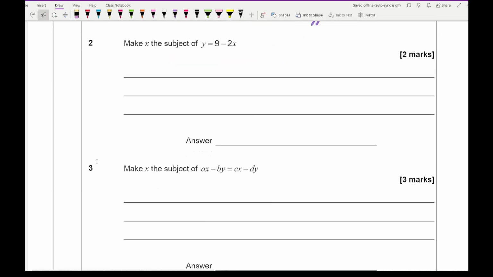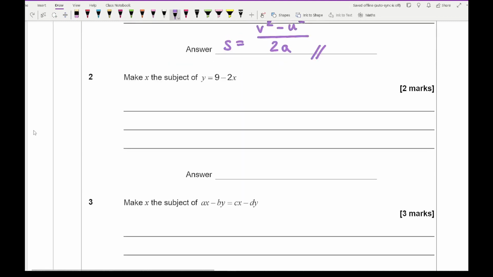Moving on to question 2, it says make x the subject in y equals 9 minus 2x. Now personally, I don't like negative x's, so I want to make it positive, so I take the 2x over to the other side. And then I can start removing to make x the subject. So here I get rid of the y, so I've got 2x equals 9 minus y, and then divide by 2, so x equals 9 minus y, all divided by 2.